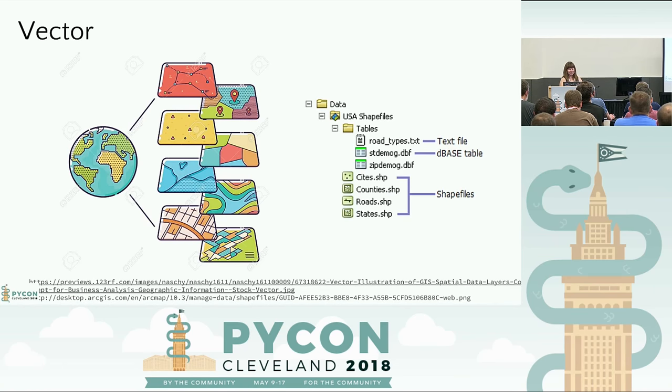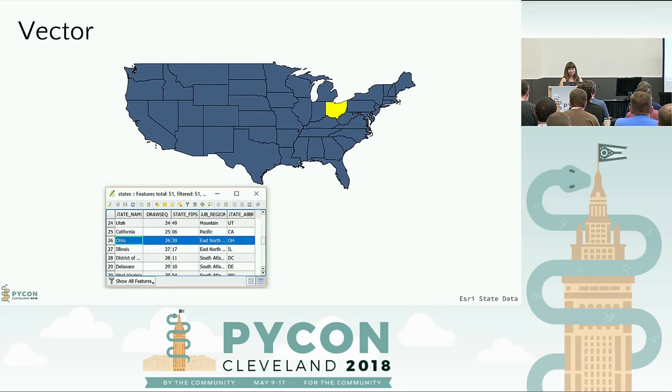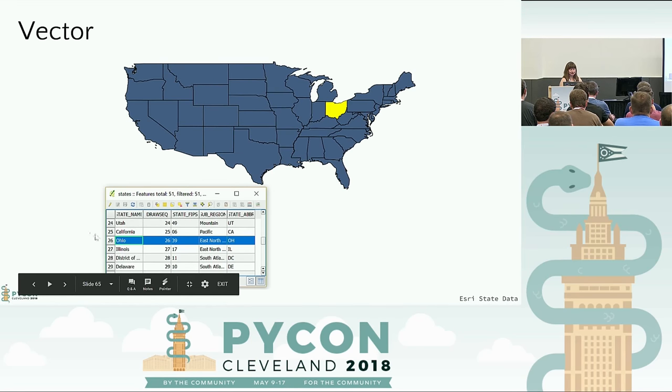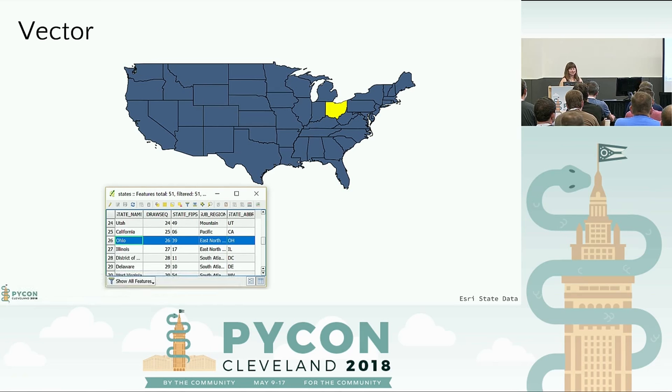When you deal with vector data, you might load it into a mapping application, bring in a bunch of layers, and you'll be able to turn them on and off on top of each other. When you bring a vector data set into a mapping application, this is just a snapshot of QGIS, you get a spatial component and you also get a tabular format. I just brought in some state data and I opened up the non-spatial attribute table associated with it, which is tied to it. I opened up this table and found Ohio and clicked on Ohio, and that also selected Ohio on my map. So spatial and tabular data are tied together.